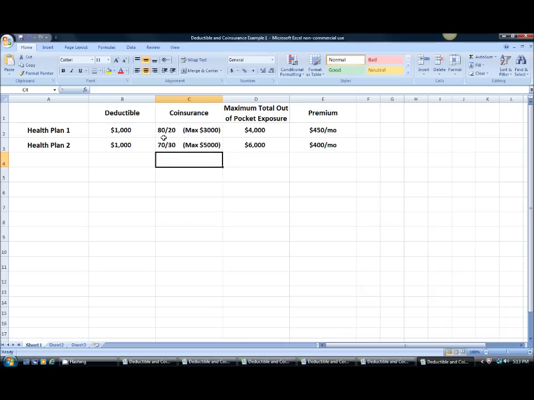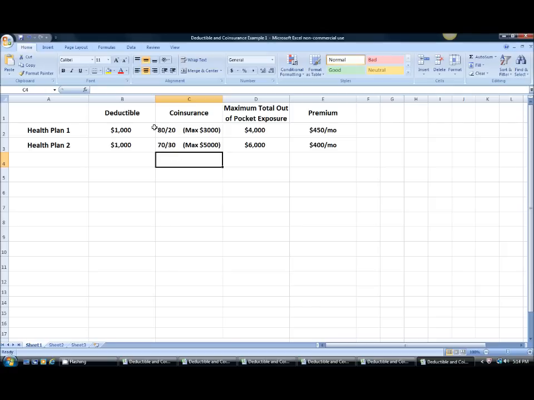In this particular illustration, I put the two most common that you see on the market. 80-20. The first number is always the insurance company's responsibility, 80%. So the insurance company is going to pay 80%. You are going to pay 20%. And this is the other most common one, 70-30. There are other examples. There are 60-40s out there, 90-10s out there. You even have 100-zeros out there, and the most common version of that is HSAs. Those are usually 100-zeros.